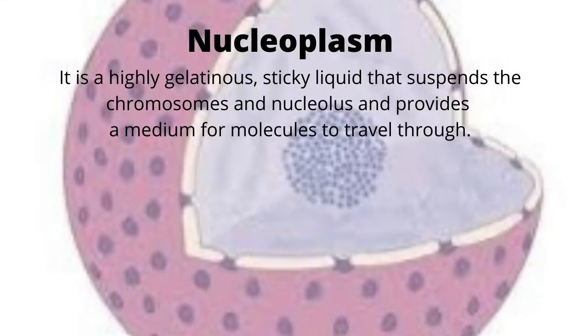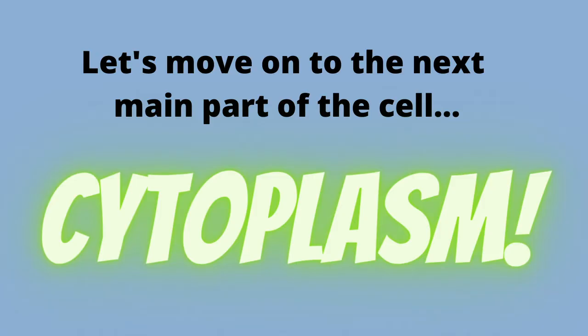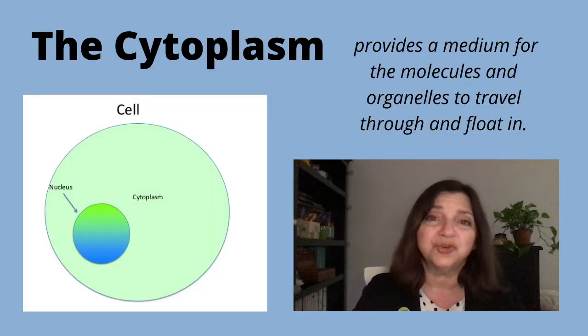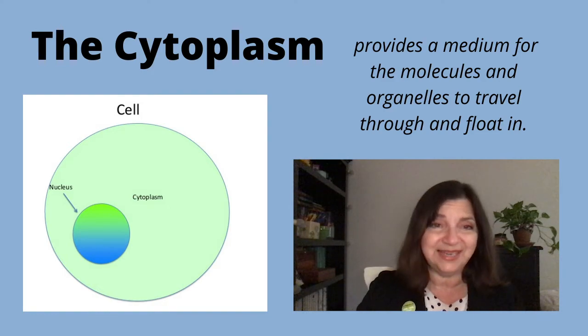Nucleoplasm is a highly gelatinous, sticky liquid that suspends the chromosomes and nucleolus and provides a medium for molecules to travel through. Now, let's move on to the next main part of the cell, cytoplasm. It provides a medium for the molecules to travel through and float in.